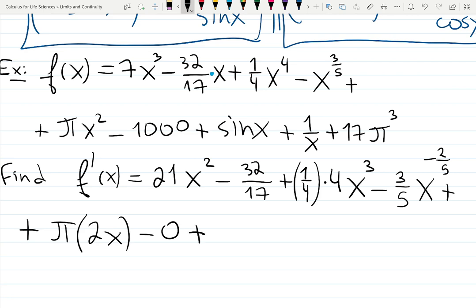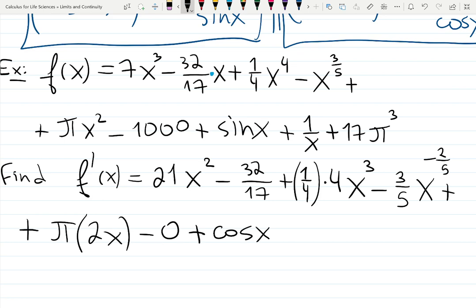What does sine give you? Cosine. So remember, sine and cosine give you each other. Cosine gives you sine, sine gives you cosine. But one gives you negative. Sine gives you plus cosine. Cosine gives you minus sine. So this one is plus. When you differentiate sine, it gives you plus cosine.